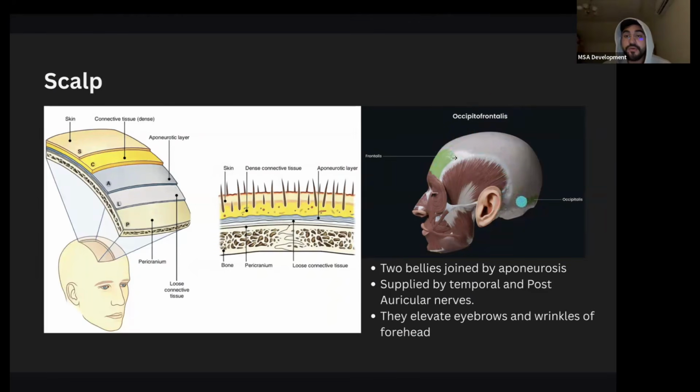Again, it's two different bellies joined by this aponeurosis, the frontalis part and the occipitalis. You need to know their nerve. Very potential OSPE question. So in OSPE, any muscle that you encounter, you have to know its name, the way it looks, and the nerve. Very important.